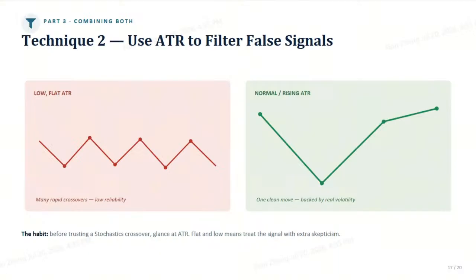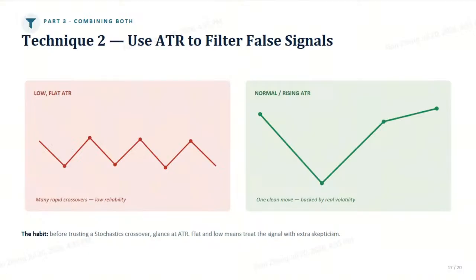So before trusting a stochastic signal, take a quick glance at ATR. If ATR is unusually low and flat, treat any stochastics crossover with extra skepticism. It's more likely to be noise inside a range rather than the start of a real move. If ATR is at a more normal or elevated level, and especially if you've recently seen it expanding, that same stochastic signal carries more weight because there's actual movement backing it up.